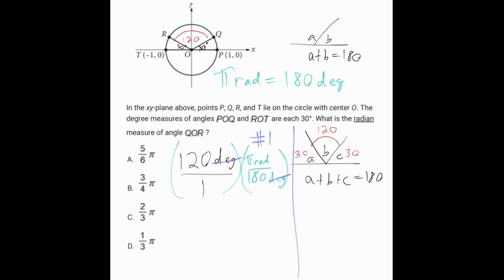Degrees cancels with degrees. And 120 over 180 simplifies to 2 over 3. There's also a pi there, and that's how many radians we have. 2/3 pi, and the answer is C.